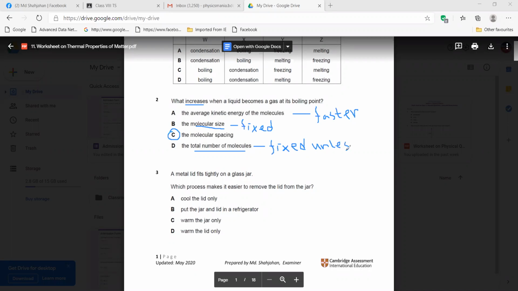Unless we add or remove any liquid. Okay, clear, Farabi? Yes, sir.